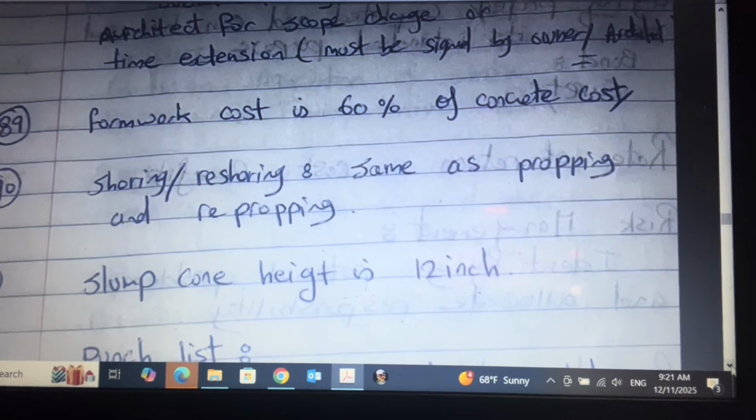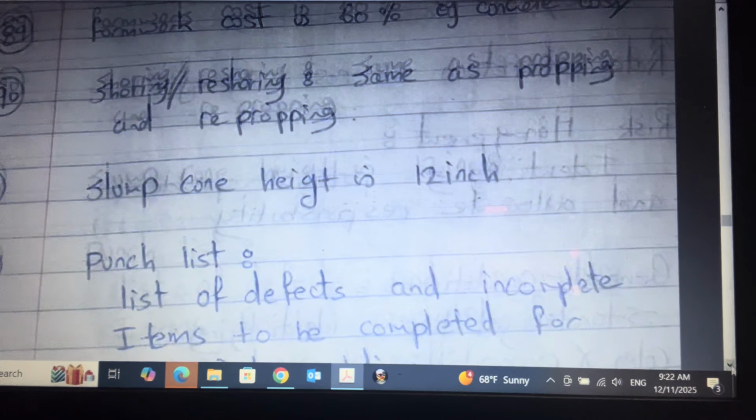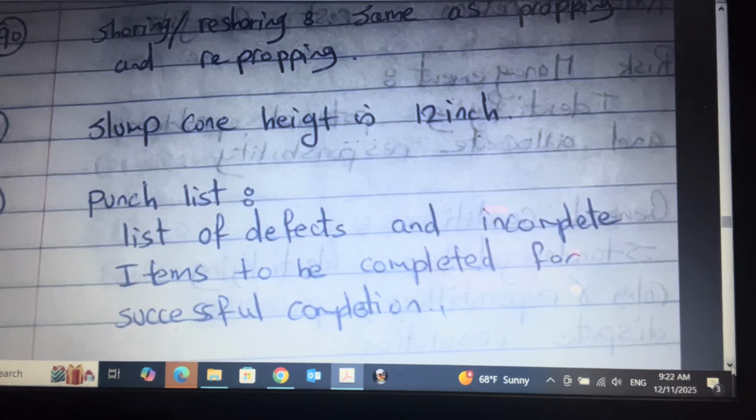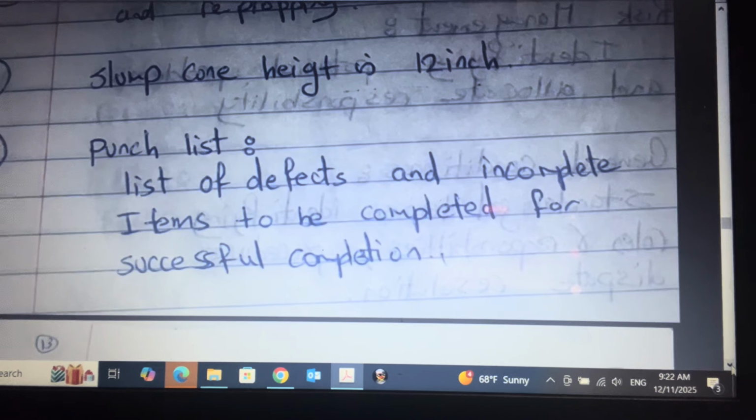The formwork cost, and now we are talking about concrete works. The formwork cost is 60% of the concrete cost. Shoring or reshoring is the same as propping and repropping in concrete works. The slump cone height is 12 inch. Punch list is the list of defects and incomplete items to be completed for successful completion of a project.